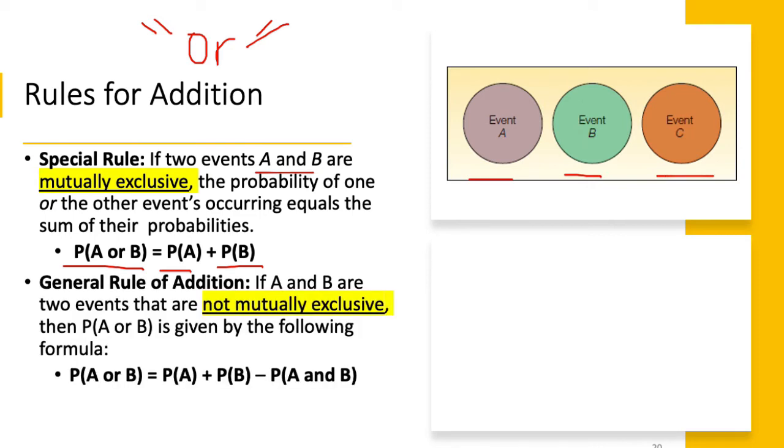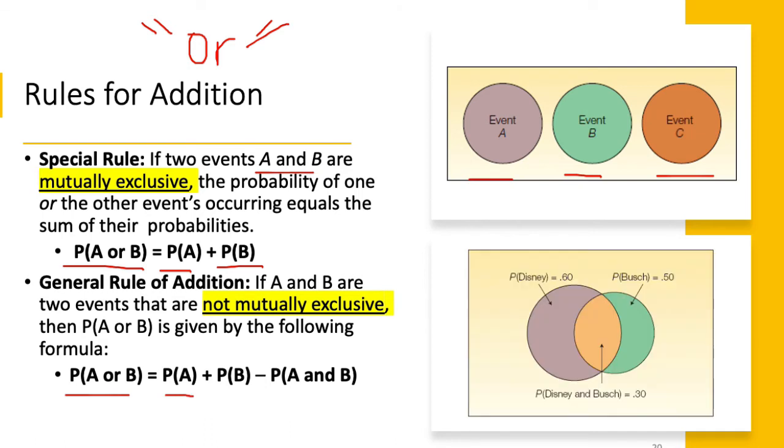The general rule is if A and B are not mutually exclusive, meaning that there is some area of overlap between the 2 outcomes. So in this case, the probability of A or B is probability of A plus probability of B, and you actually have to remove the overlap. If we have a look at this Venn diagram here, this shows us the number of visitors to Walt Disney World and Busch Gardens. And the center of this Venn diagram is the overlap, which basically says guests that attended both.